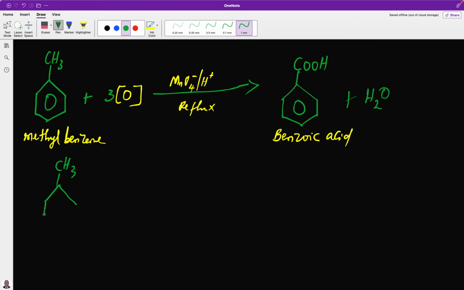So you have this here. You also have this. This time around, we will need six atoms of oxygen, because we are going to oxidize two side chains.